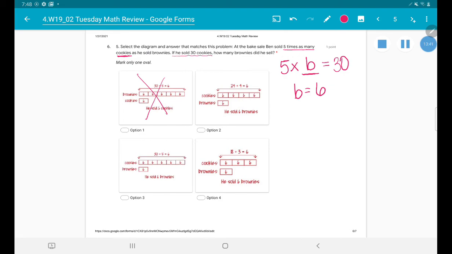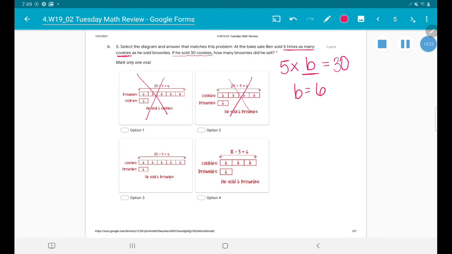On the next one, option 2, it says he sold 6 brownies. Okay, so let's look at the model and see if it's correct. It says 24 divided by 4 equals 6. That doesn't have anything to do with what happened in our story problem, because it tells us that he sold 5 times as many cookies as he sold brownies. There was no 4 in that, and there is no 24 for the number of cookies that he sold, so that's not correct.